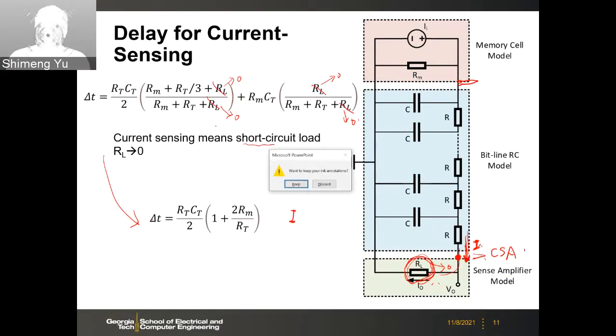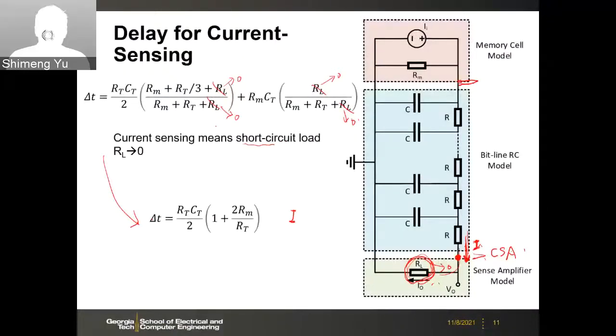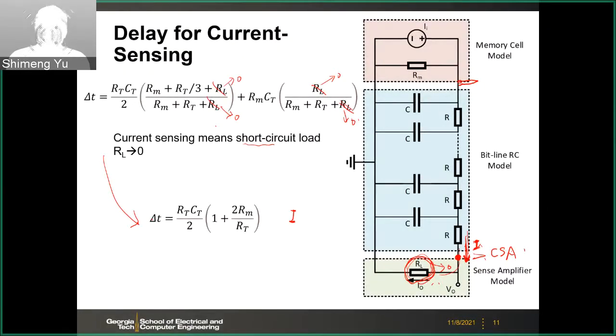Actually, I think there's some typo. Let me update that after class. The two equations, I think I copied and pasted wrong. So they are different. Let me update that next time. You have a different equation other than this one. I think I just copy pasted those two slides and forgot to change this one. Anyway, you can do it by yourself. You get rid of the RL and then you rearrange the terms. It will become some simpler formula, other than this one.